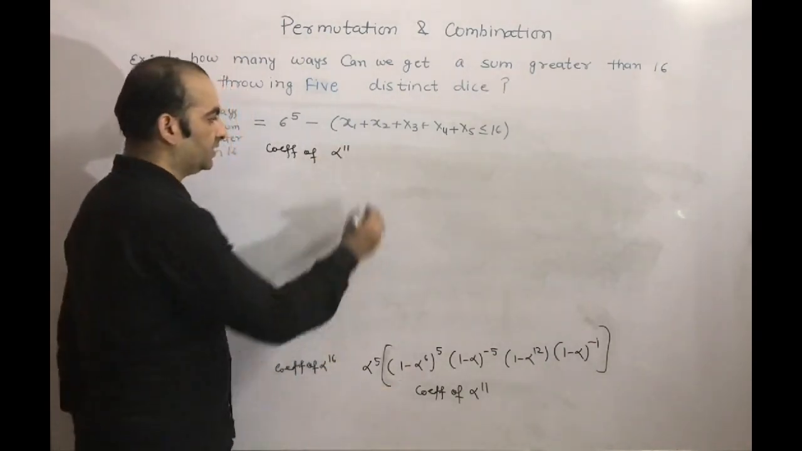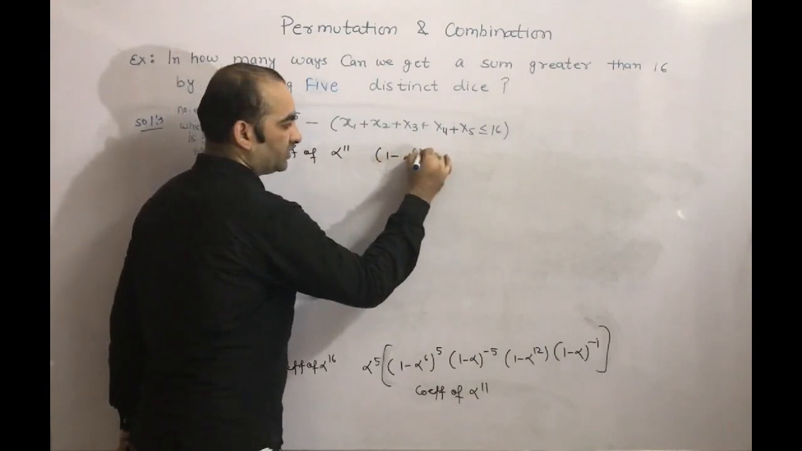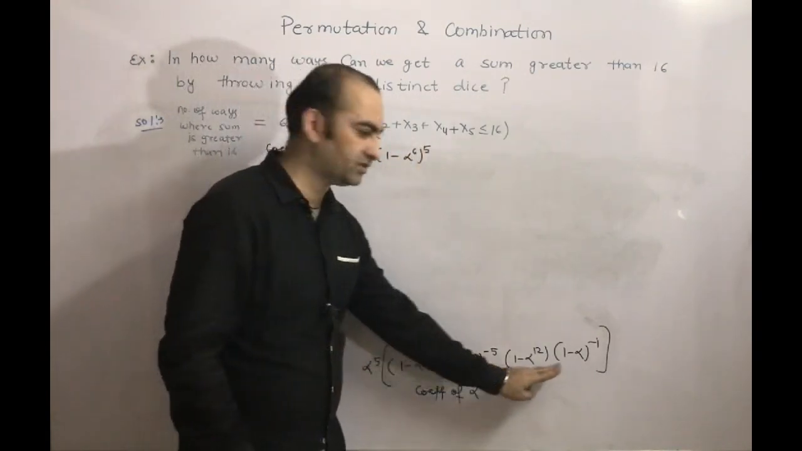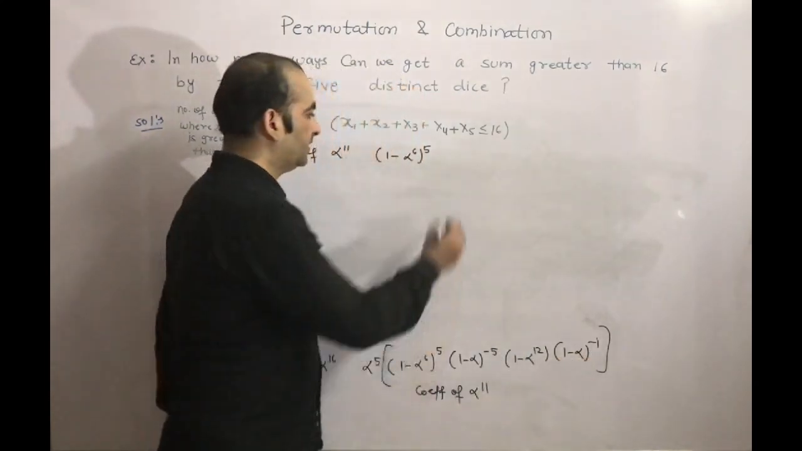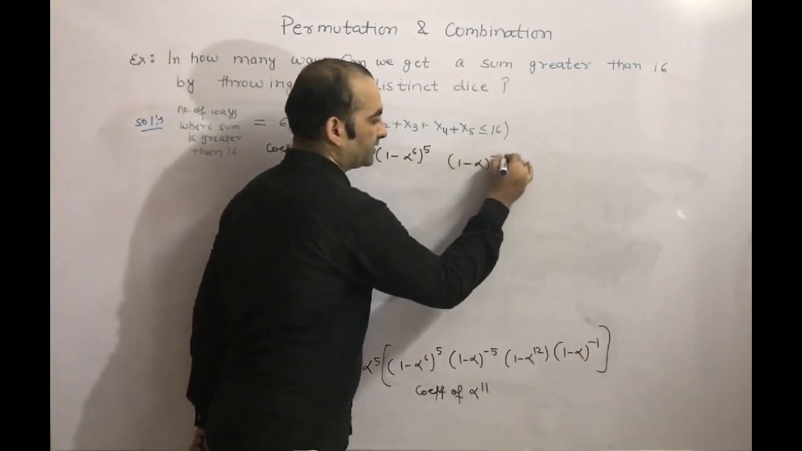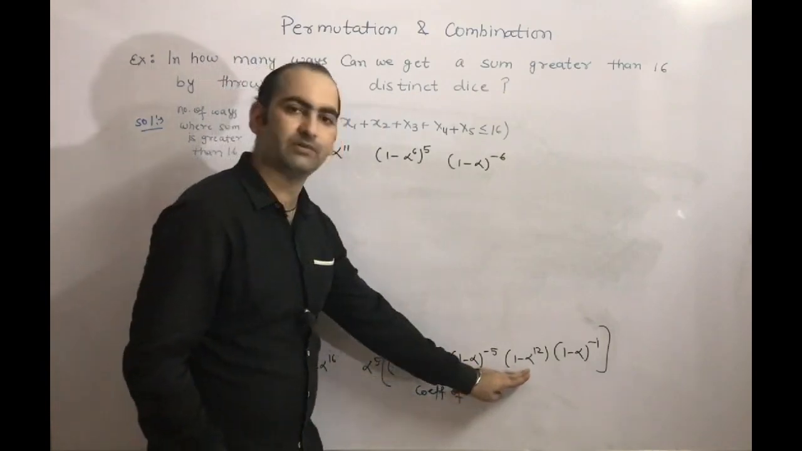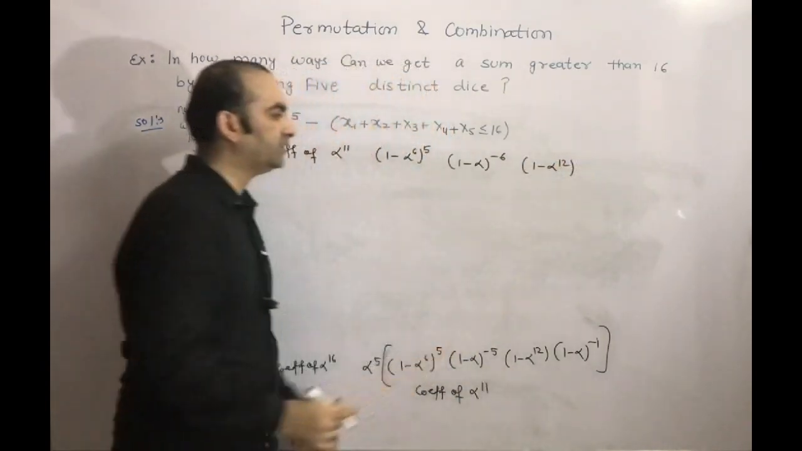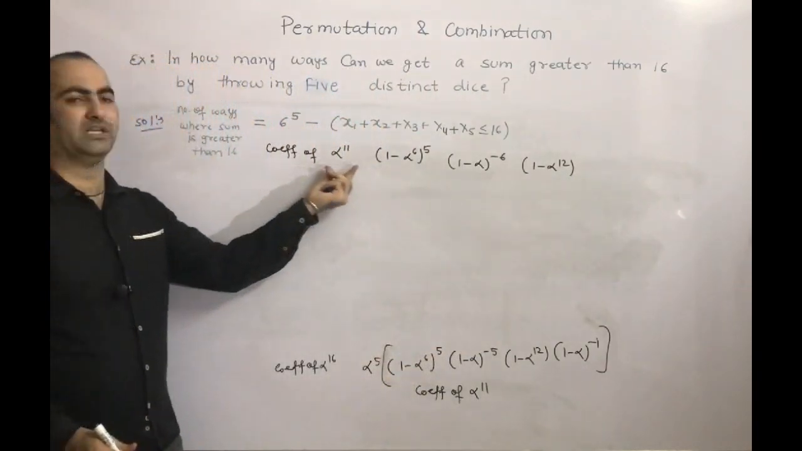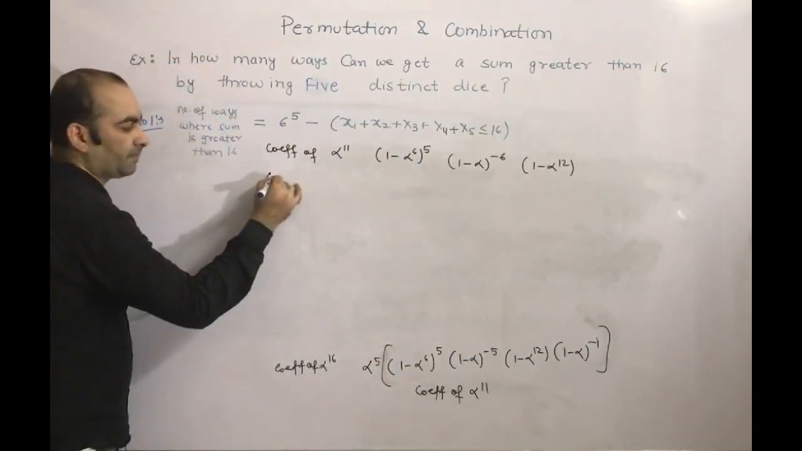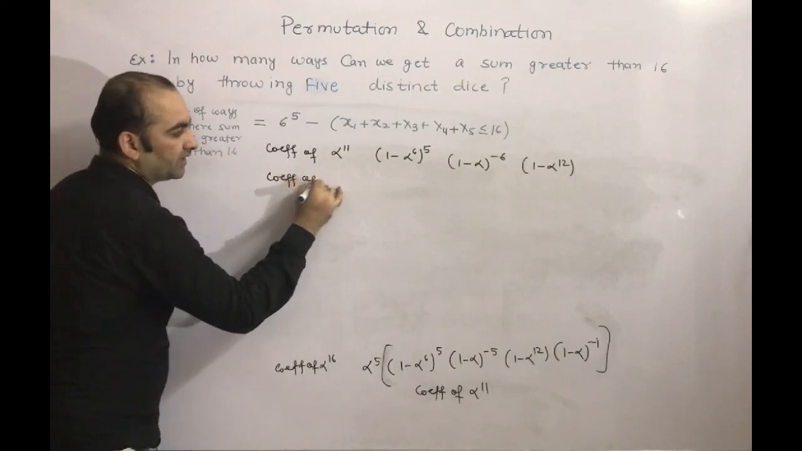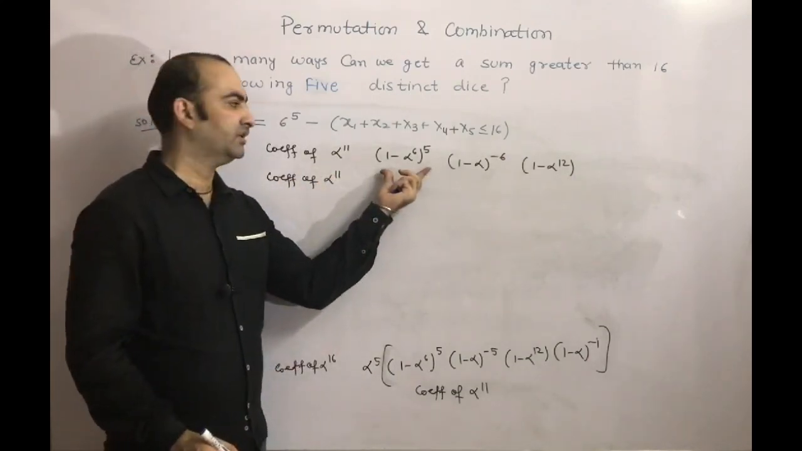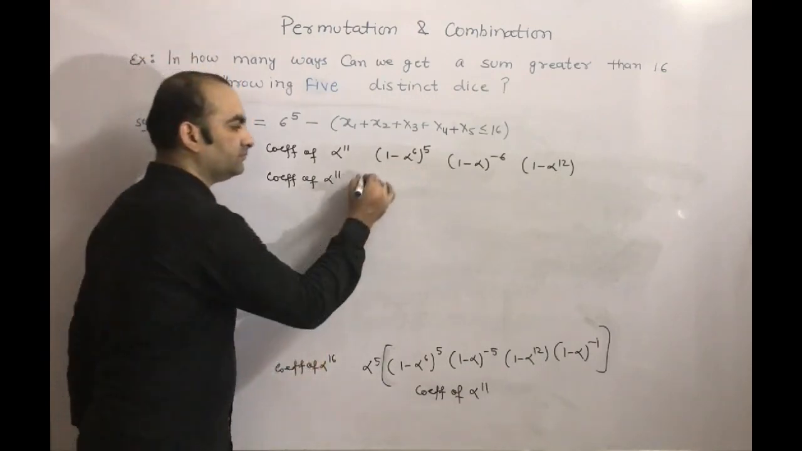So the equation is 1 minus alpha power 6 to the power 5, this one is 1 minus alpha power minus 5, and here also 1 minus alpha power minus 1. So what will come? 1 minus alpha power minus 6, and this one is 1 minus alpha power 12. In this equation we want the coefficient of alpha power 11. So this we have to expand.